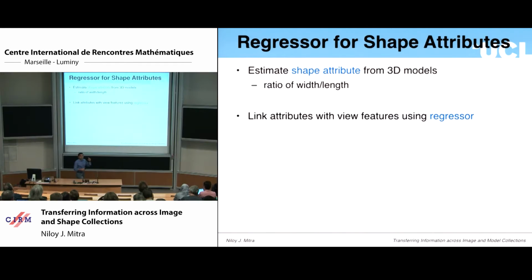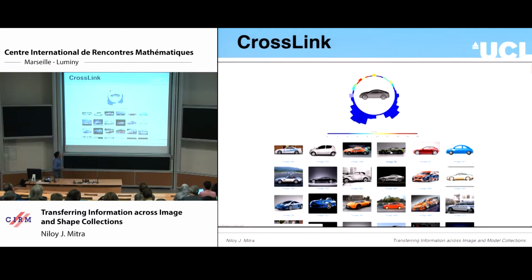In 3D, we can measure shape attributes, so we do something similar to push it to images. Okay. So here I will show the system again. I will explain what's going on. On top is a 3D icon. There's no model in this case.